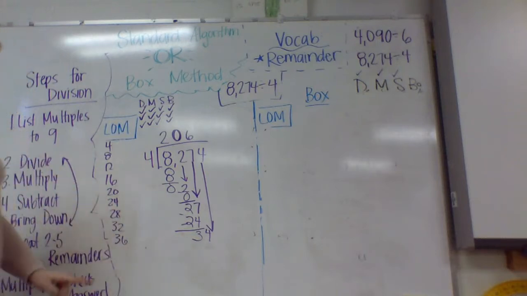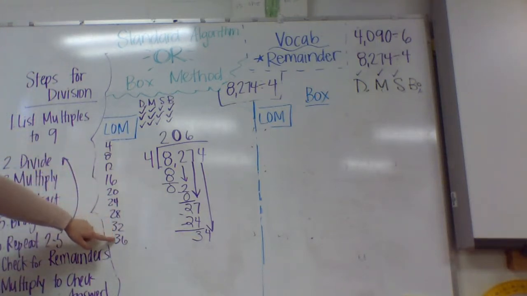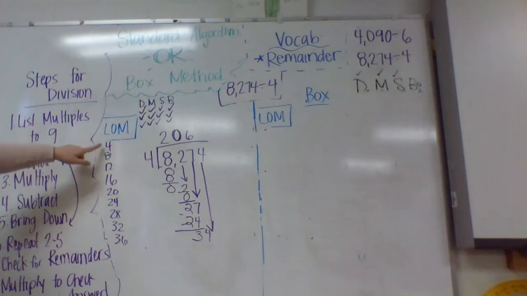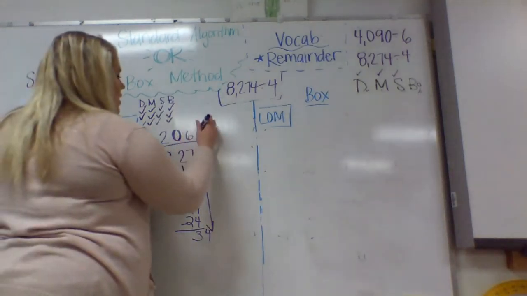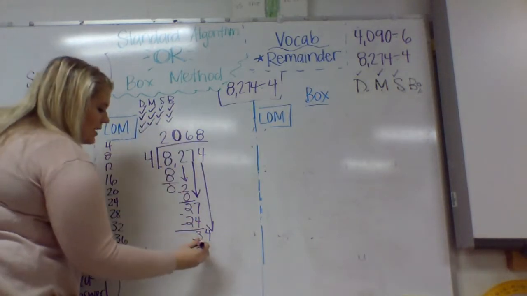4 can go into 34. Let's see how close we can get to 34 without going over. Oh, 32, we're getting close. 36 is too much, so I need to go back to 32. 1, 2, 3, 4, 5, 6, 7, 8. 4 can go into 34 8 times without going over. 8 times 4 is 32.